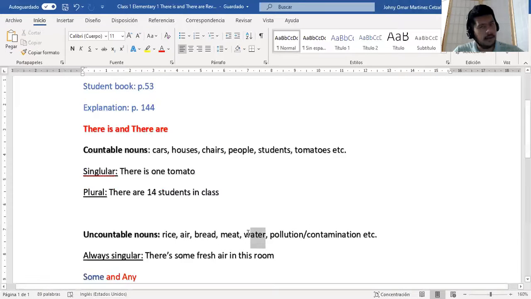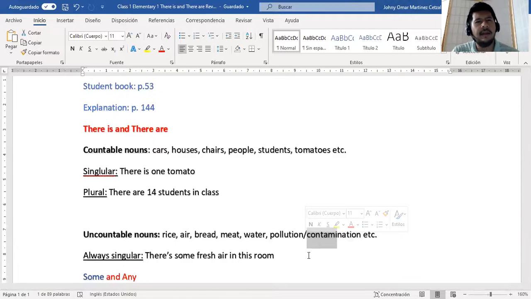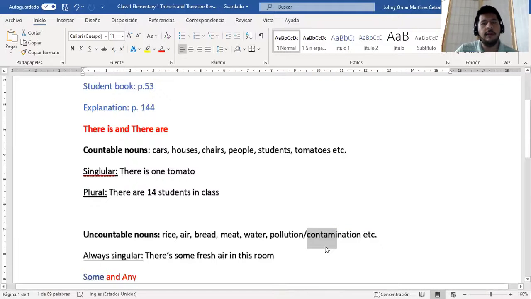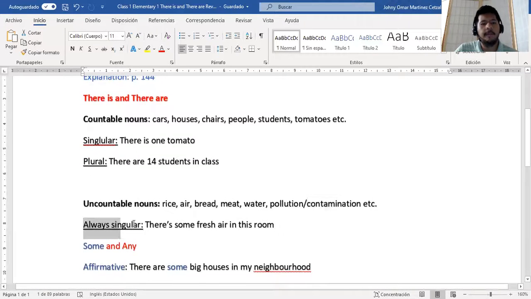Water is uncountable. This one also in Spanish, contaminación. We don't say, or pollution, contamination, they are synonyms. We don't say, hay dos contaminaciones, hay 3 contaminaciones. It sounds bad, okay? So also in English, it's uncountable, okay? It's always singular. So we don't have plurals with uncountable.